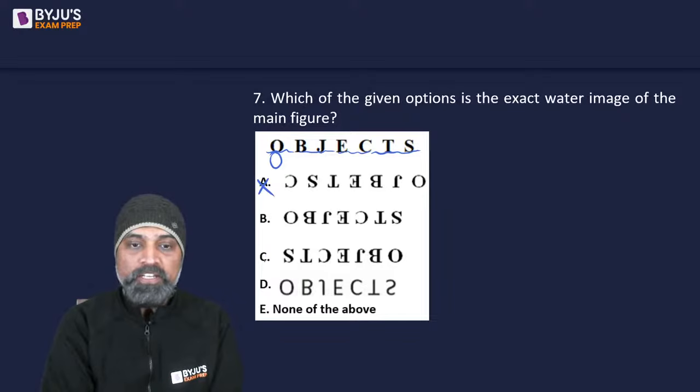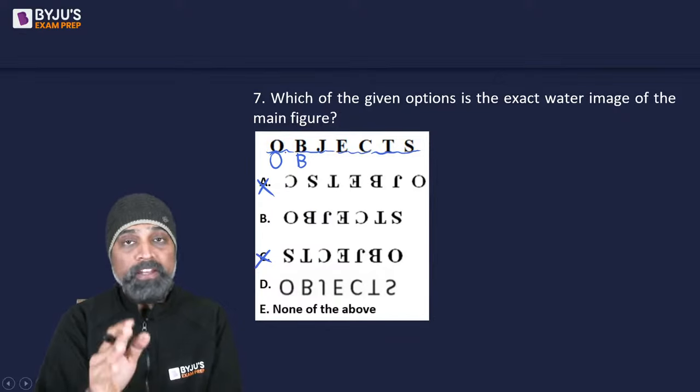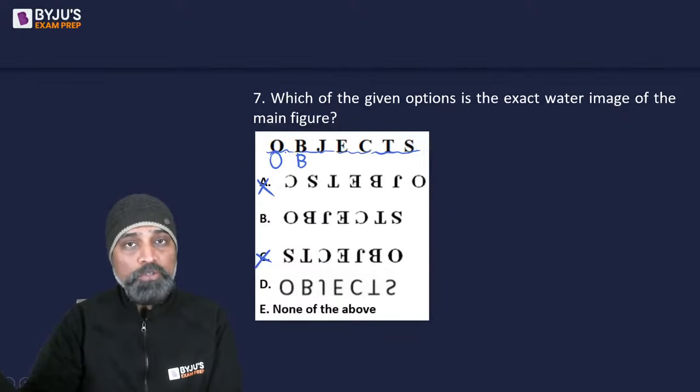So the options that don't make sense, ignore them. Now if I look at B, B is going to look like this, which is again going to look like a B, where the curved portions are going to be on the right hand side.